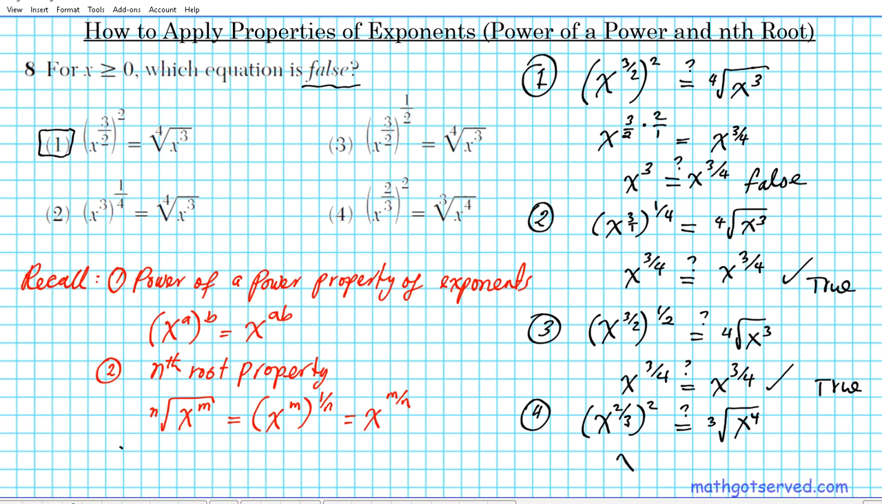On the left side, you apply the power of a power property. Multiply the powers. So you just multiply 2/3 times 2 over 1. Numerator times numerator is 4, denominator times denominator is 3. On the right side, using the nth root property, this becomes x to the 4/3. Are they both the same?